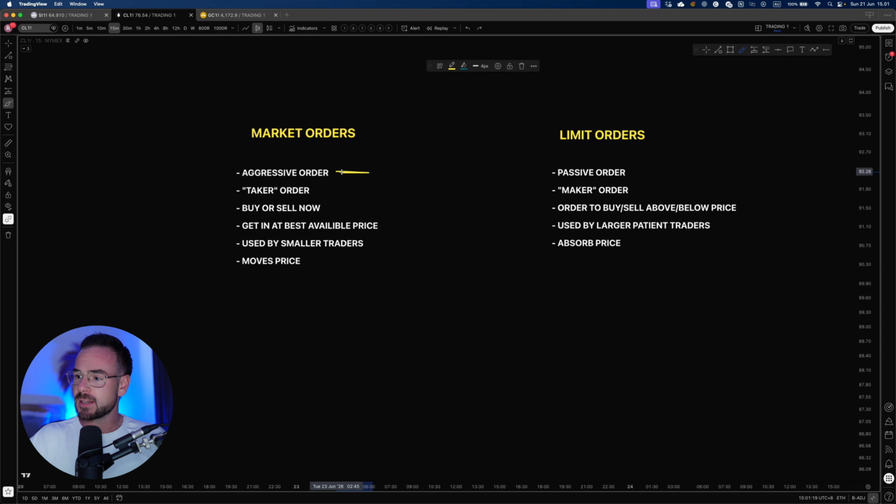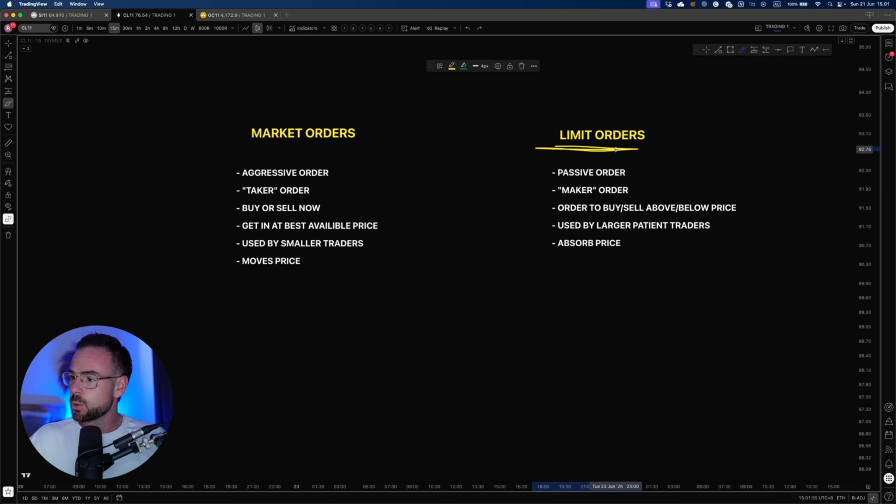Now, market orders are an aggressive order, okay, and they're a taker order, okay? They're lifting orders from the order book. With a market order, you hit buy or sell now, and this will get you in at the best available price, all right? So your order will cross the spread to find willing buyers or sellers for the opposite side of your trade. Now, market orders are quite often used by smaller traders that are quite impatient, trading smaller size. And what market orders do is they move price, okay? Because they're constantly crossing the spread to pair those orders, that is what moves price up and down.